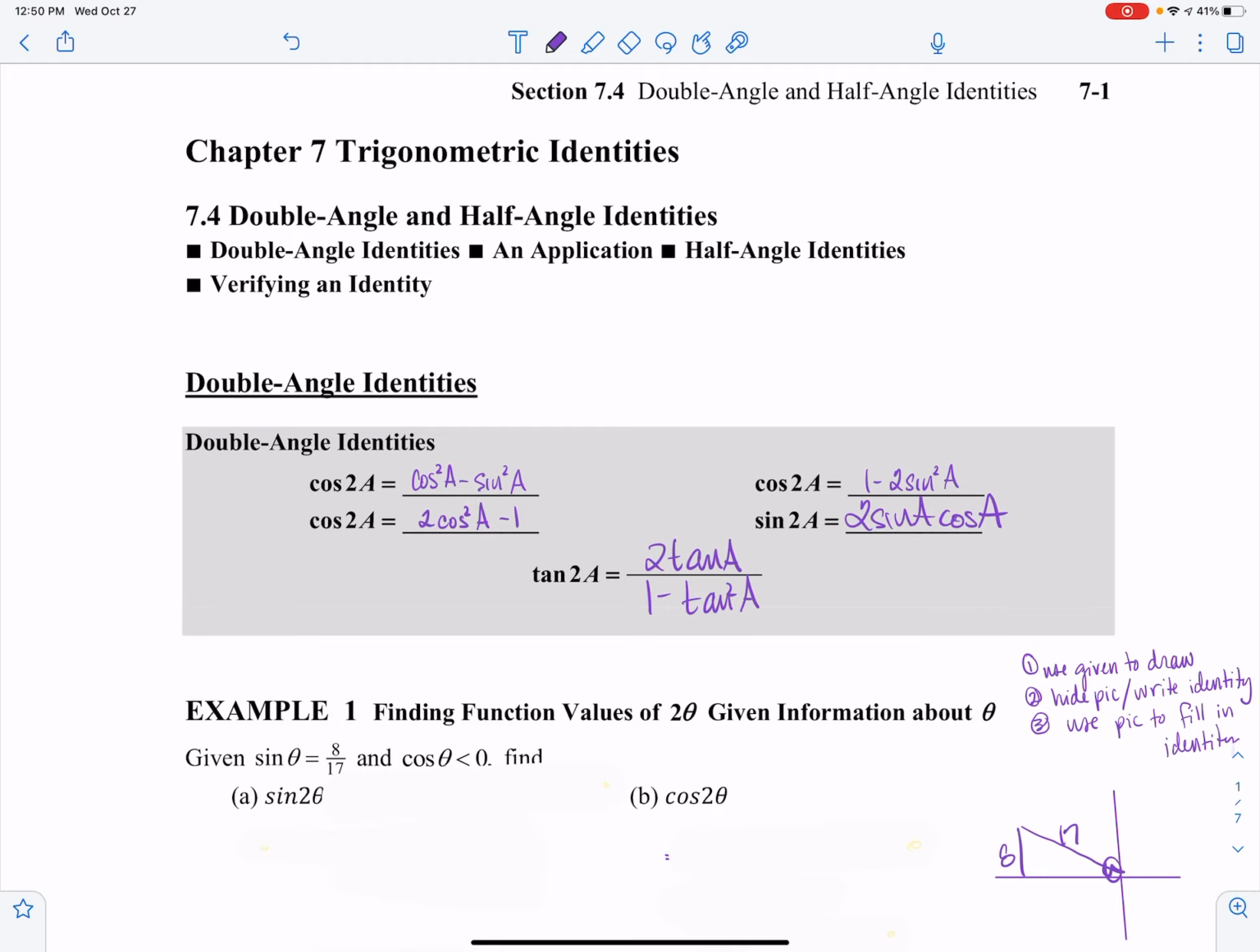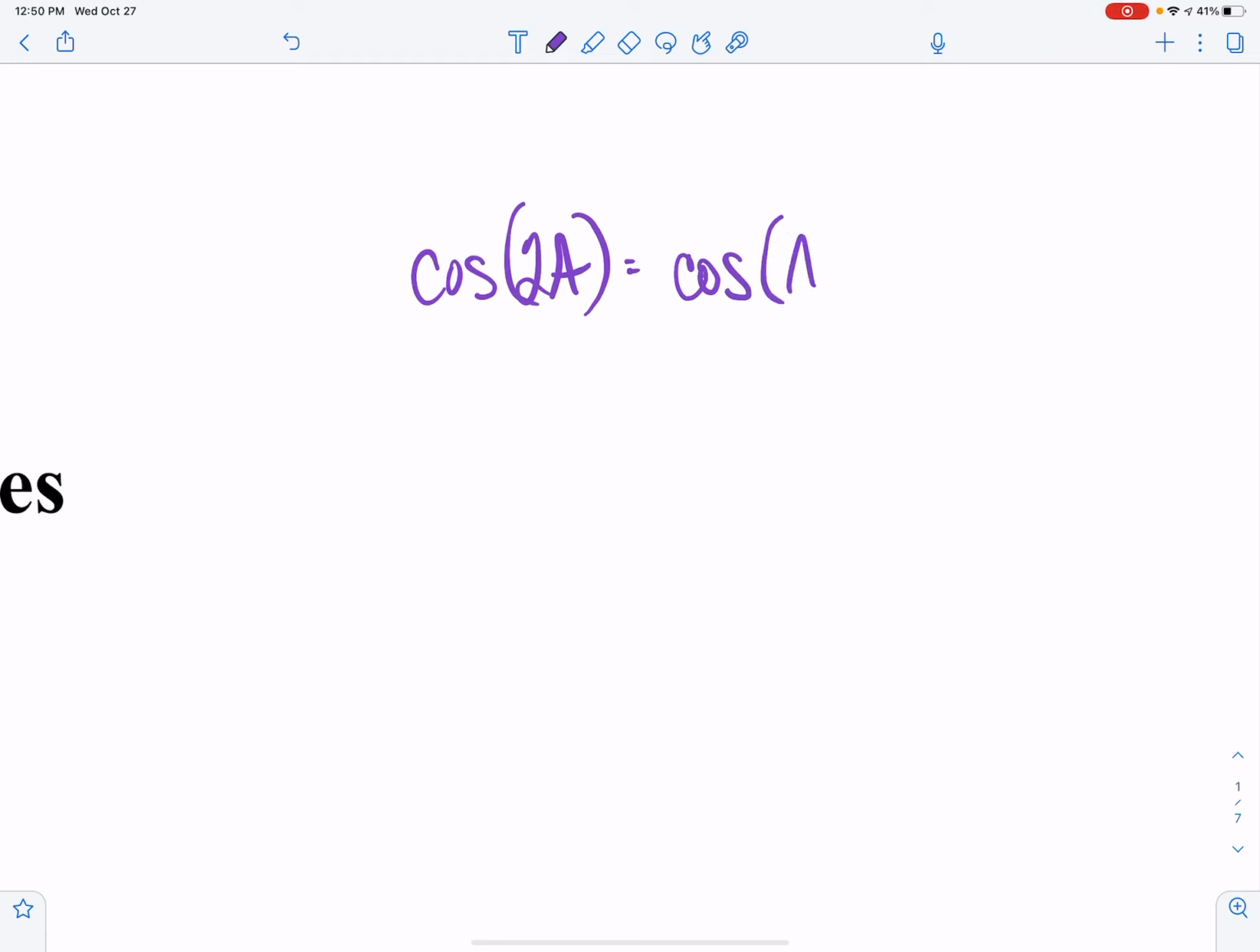Notice that there are three different ones for cosine double angle. Basically, you can think about this like the following: cosine of a double angle is the same thing as the cosine of a plus a, because a plus a is the same thing as 2a. And then at this point, I could use the sum and difference identities that we did in the last section. So that is how I got the first double angle identity for cosine.